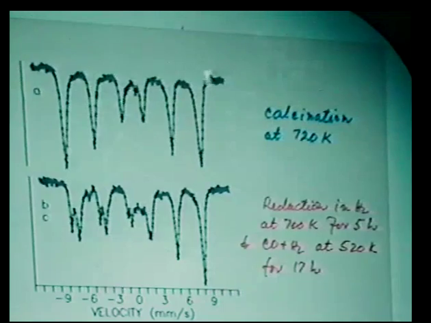but in reduction at the high temperature for 5 hours, you have a magnetite formation, which means that the conversion into large iron particles during reduction is hindered. And the same spectra here after 17 hours at 250 in CO plus hydrogen reaction, which means that these small magnetite particles are very stable here.